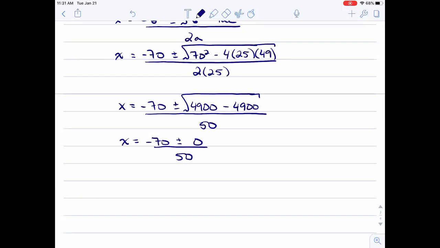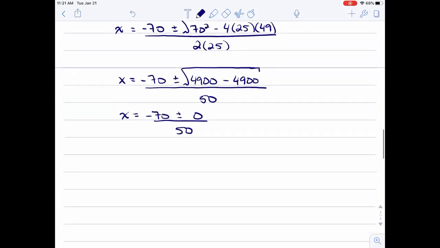So negative 70 plus or minus 0 over 50. So 70 divided by 50, x is, and I'm going to do a squiggly equals because it's a decimal approximation. It's still exact, but whenever I'm converting a fraction into a decimal, I just want to remind myself that hey, this is an approximation, right?